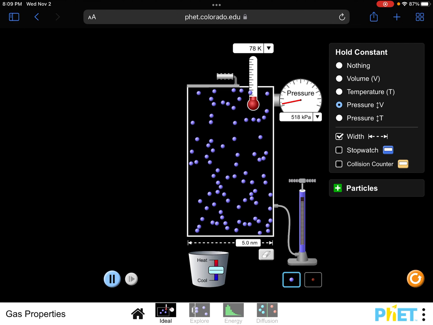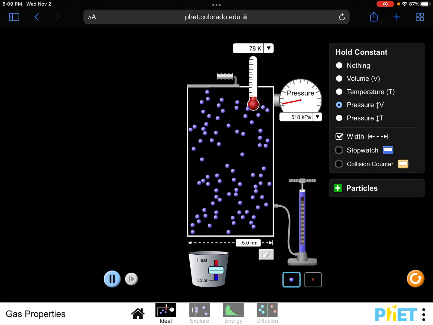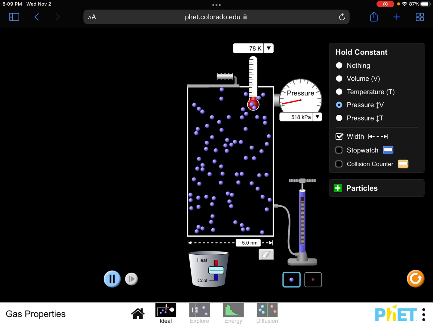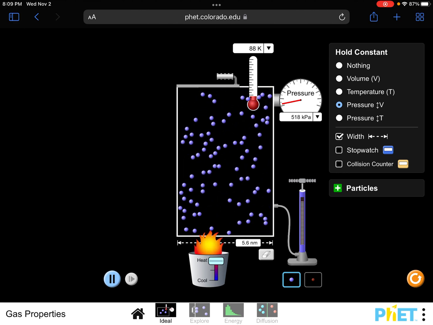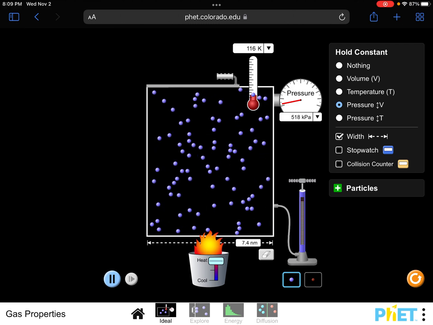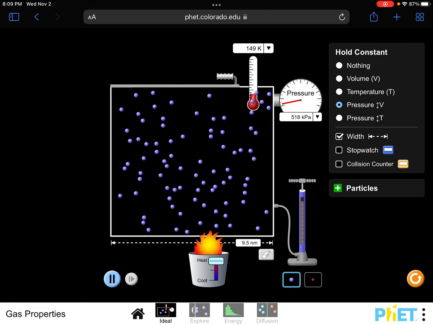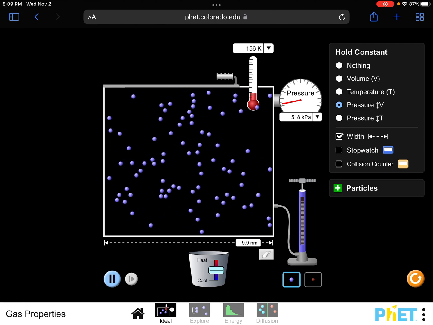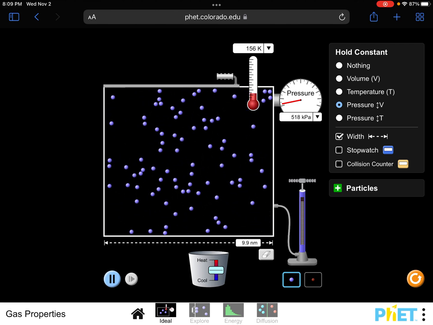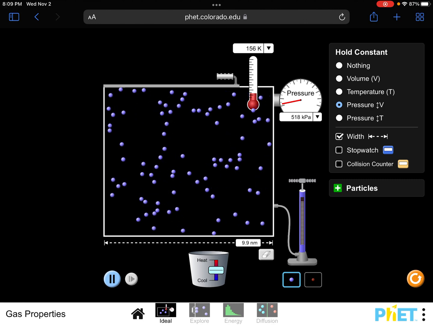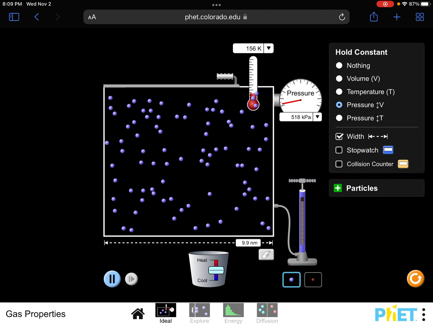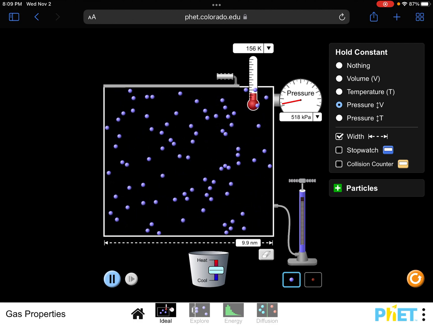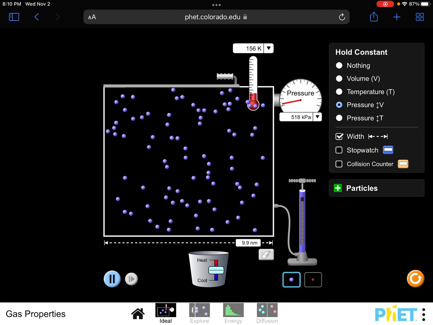So if I take this and I heat it up so that it's twice this temperature, so 78 Kelvin, twice that would be 156 Kelvin. So let's go up to 156 Kelvin. There we go, 156 Kelvin. Notice that the size of the box went from 5 nanometers. Now we're at 10 nanometers.